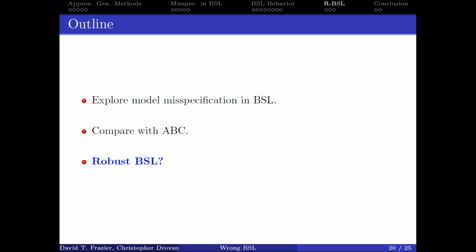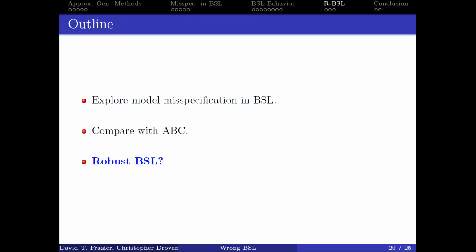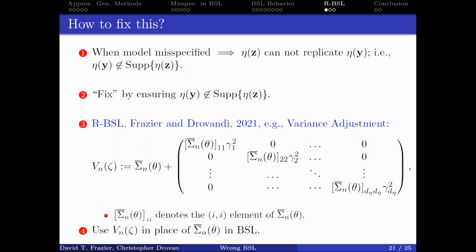So how do you fix this? Well, this question, how do you fix this, is actually what started this whole research agenda. Chris and I were looking at how you deal with misspecification in BSL, and we thought, well, you can adjust the summaries in some way to make sure that this incompatibility doesn't affect you. There's a couple of ways to do this we've figured out. The main realization here is that when the model is misspecified, the simulated summaries can't replicate the behavior of the observed, in the sense that there's no value of theta such that, in the limit, the observed summaries are in the support of the simulated summaries.